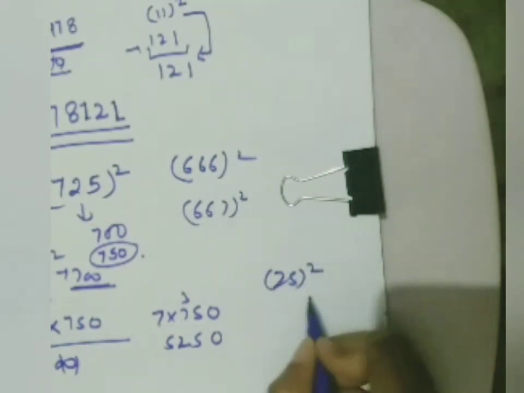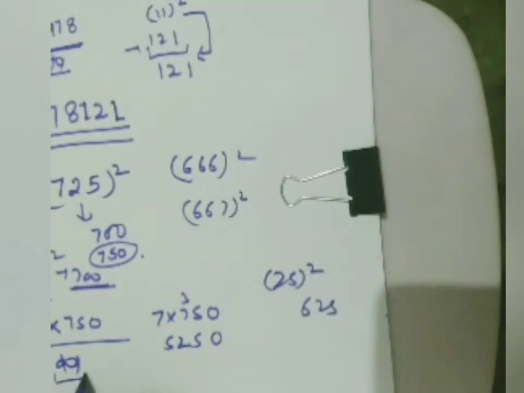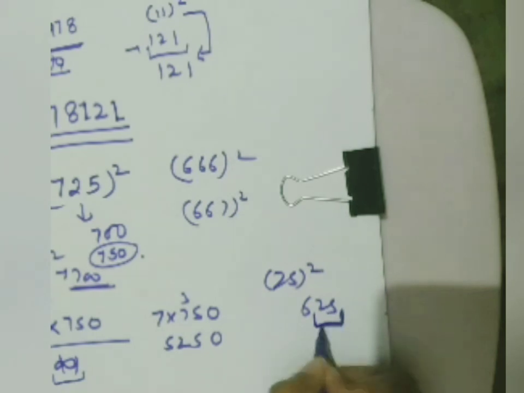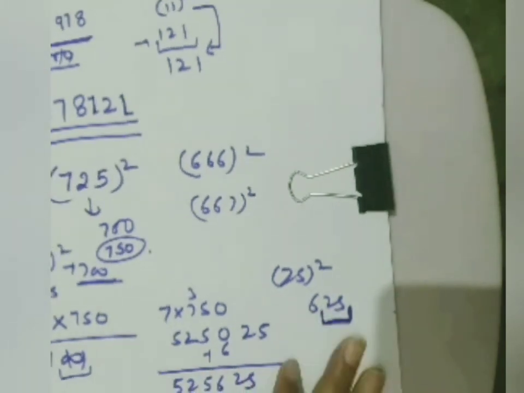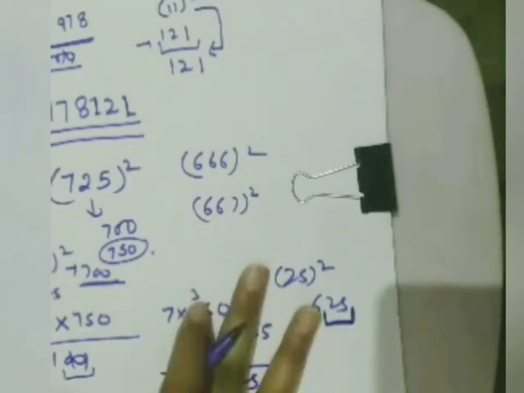Finding the square of 25 gives 625. We have taken 2 zeros, so we will take 2 digits only, and we will add the 6 here. We will get 525625. So this is how we can solve this question.